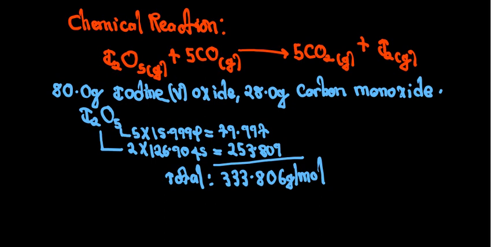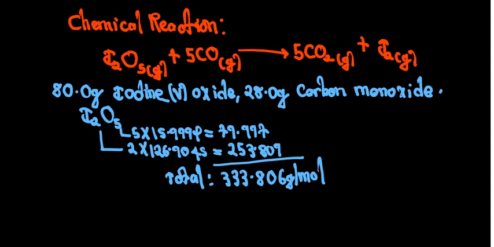So it is very important that we first of all find out the molar mass of the iodine oxide, and we also get the molar mass of the carbon monoxide. So let's also find the molar mass of the carbon monoxide and see what we are going to get. I'll just write it from here so that we can have enough space. From the chemical reaction, it is already balanced here.